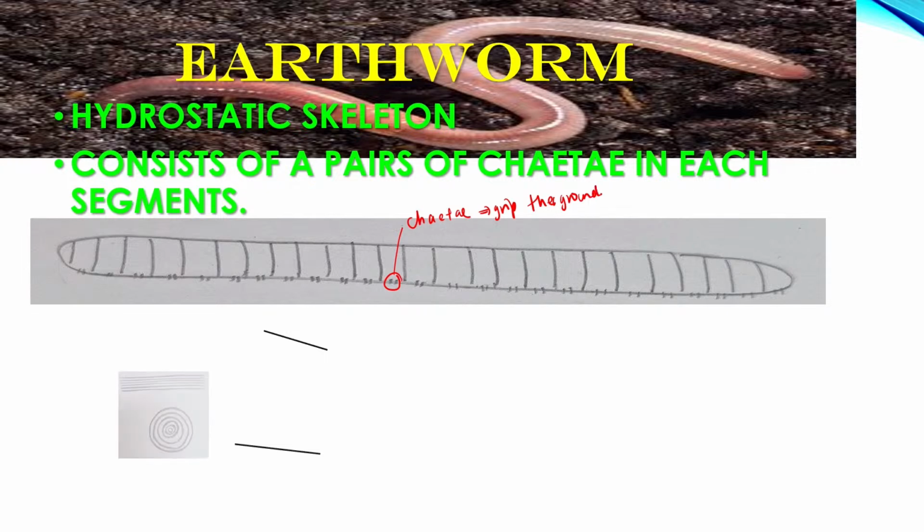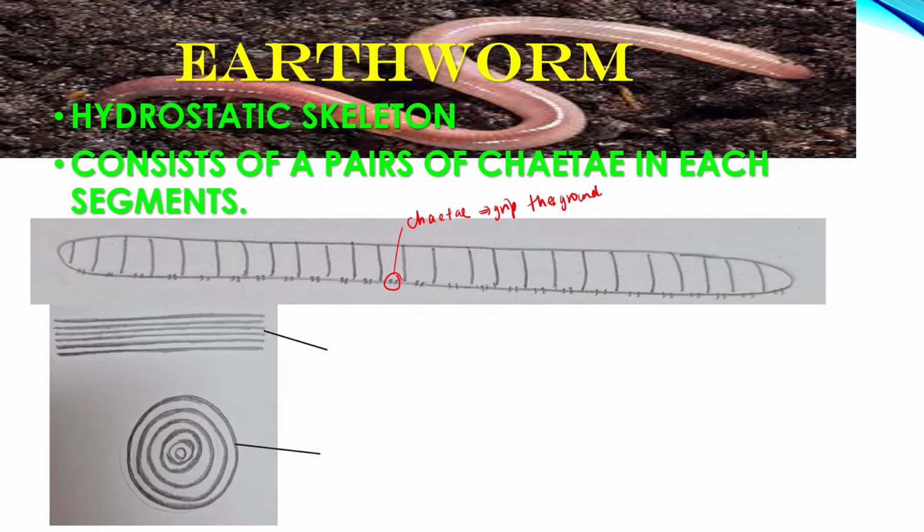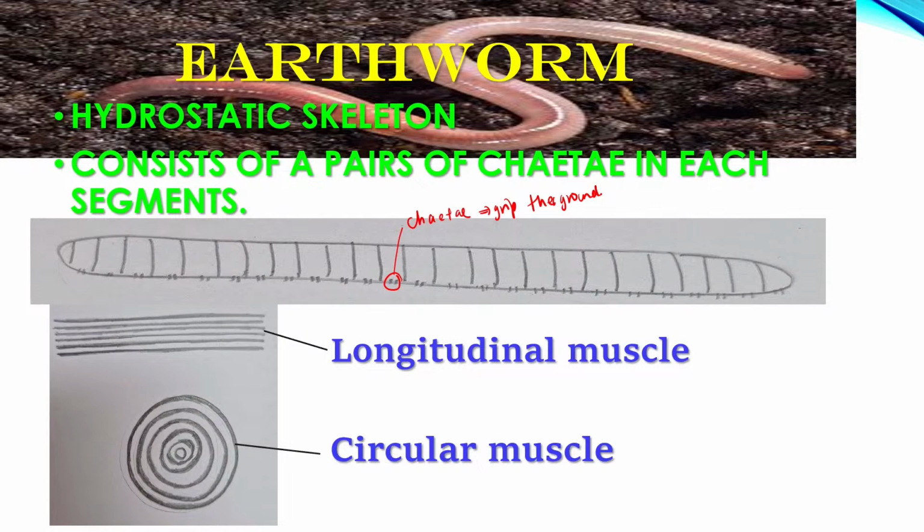They also have a pair of muscles known as the longitudinal muscle and the circular muscle. To help you understand, I'll just draw the longitudinal muscle. The longitudinal muscle looks long and the circular muscle looks like a circle. Both muscles also work antagonistically. That shows if one muscle contracts, the other muscle relaxes. When we talk about the movement of the earthworm, you just focus on the longitudinal muscle.